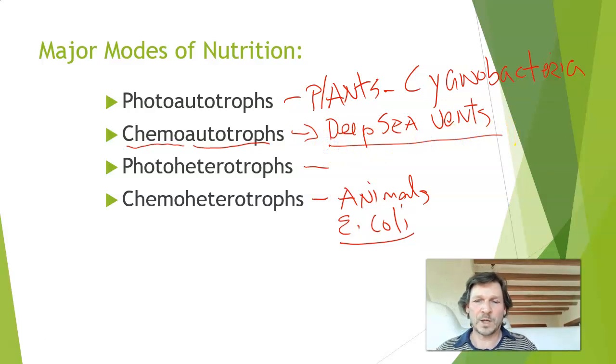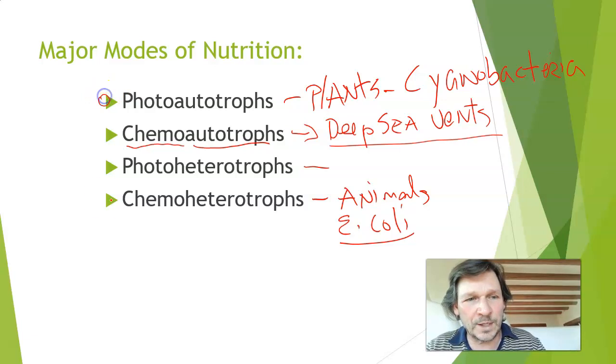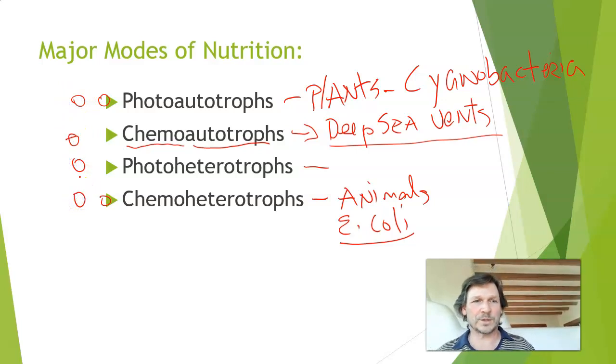So if you look at eukaryotes, we have less diversity. These 2 exist in eukaryotes. But if we look at prokaryotes, we have all 4 possible combinations. So there's a lot more metabolic diversity in the prokaryotes than in the eukaryotes.